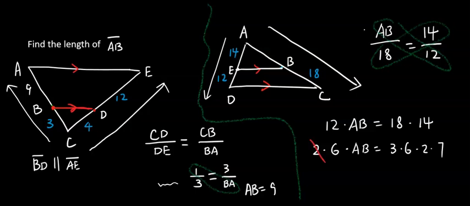I'm going to cancel out 2 left and right. Cancel out 6 left and right. And on my left side, I have AB. On my right side, I have 3 times 7, 21. 21 units it is.